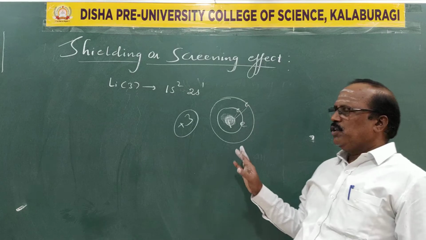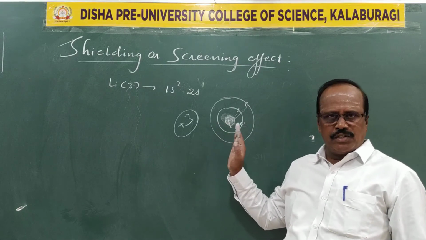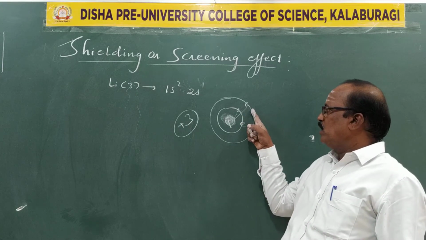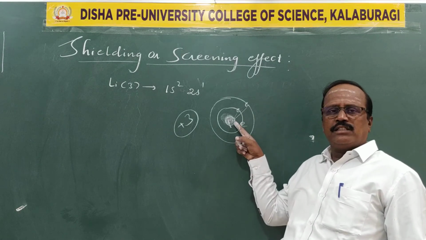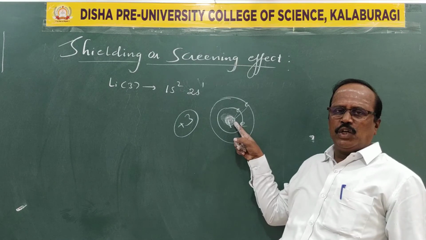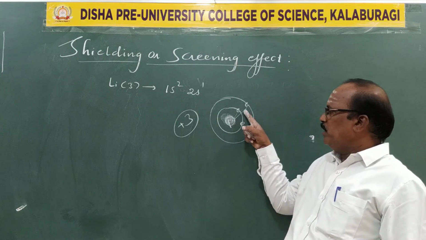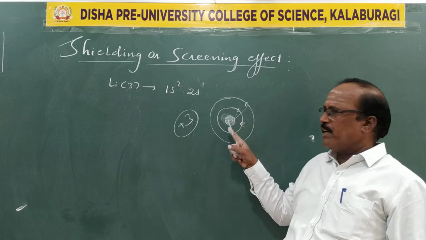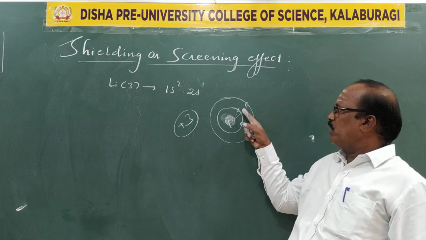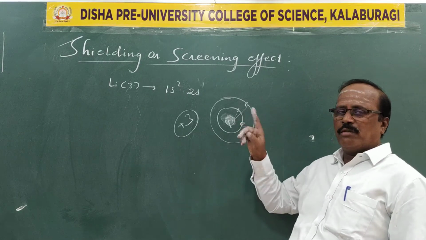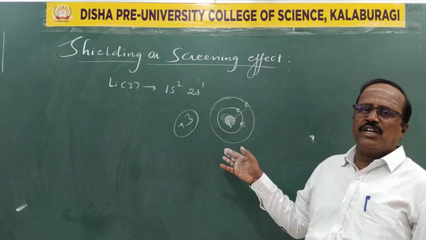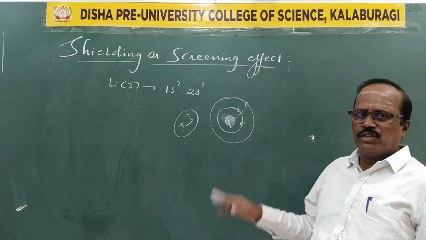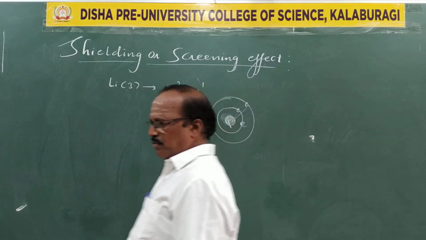Once again, screening effect or shielding effect is a phenomenon in which the outer shell electrons will experience lesser nuclear charge due to the repulsion between the inner shell electrons. The outer electrons try to approach, and as soon as they come close, the repulsion takes place. So instead of +3 charge they experience less nuclear charge. That is called the shielding effect or screening effect.